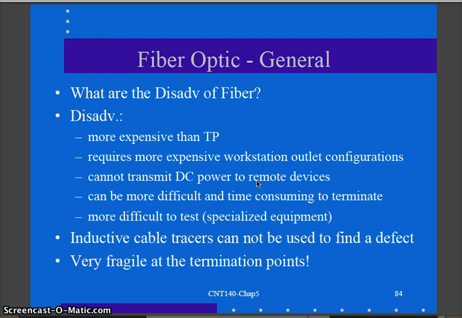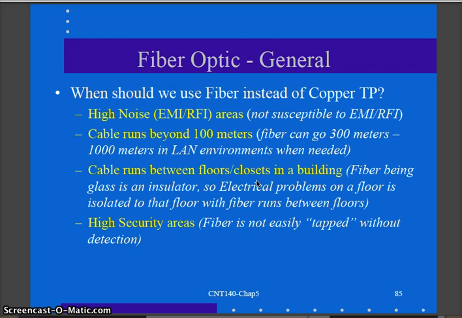Disadvantages: it is more expensive than twisted pair. It requires more expensive workstation configurations and outlet configurations. It's more difficult and time-consuming to deal with and terminate. It's more difficult to test and needs specialized equipment, etc., etc. It's very fragile. So there are some disadvantages. That kind of leads to: I'm going to use twisted pair pretty much throughout my building.